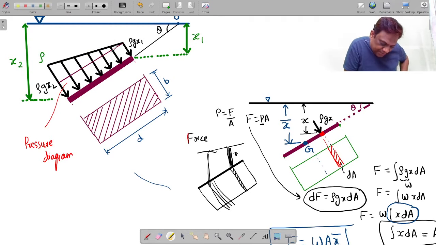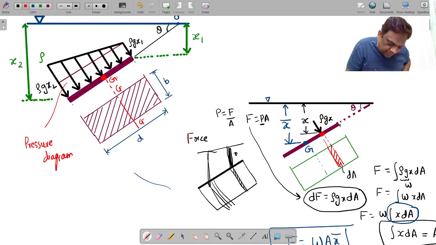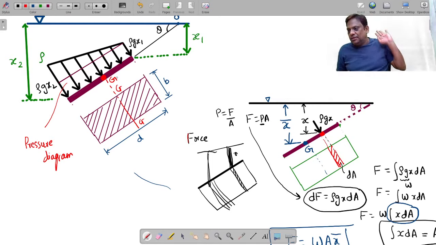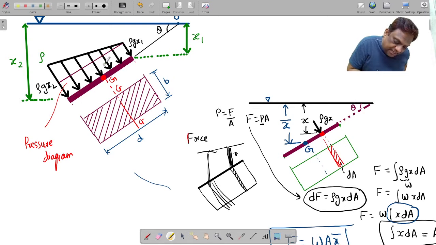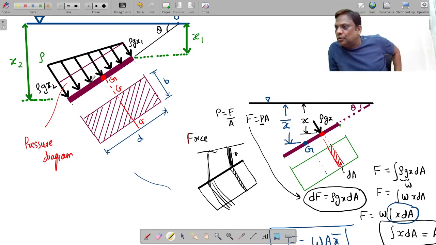Actually the force is coming due to pressure, but pressure is increasing with depth. So say this is the center of gravity. Where will that force be? You tell me now. If the center of gravity is here, but this force is due to pressure, and pressure increases with depth, then definitely the pressure is more at the bottom. So the resultant of that force will definitely be below the center of gravity.